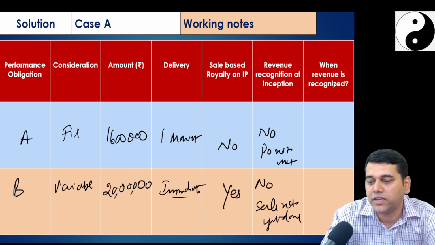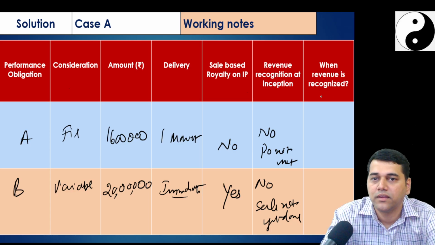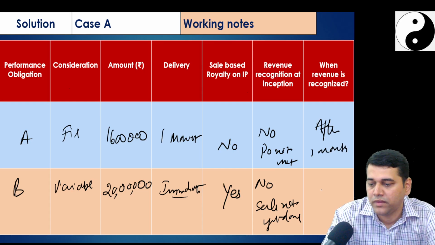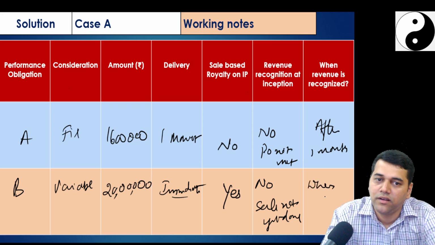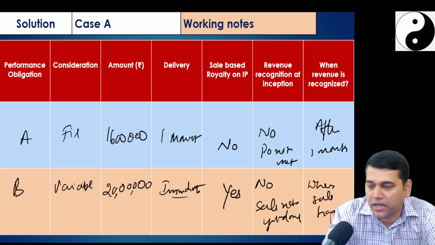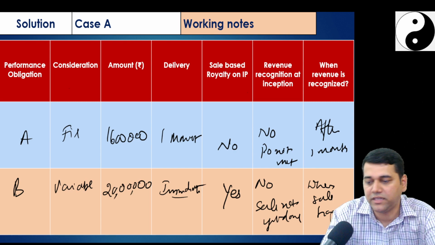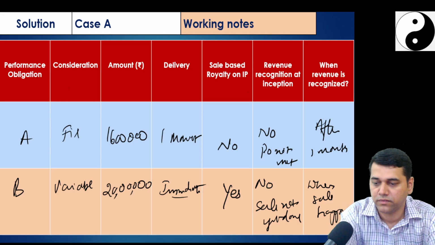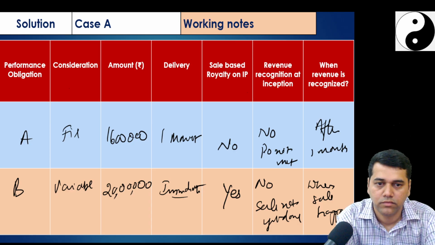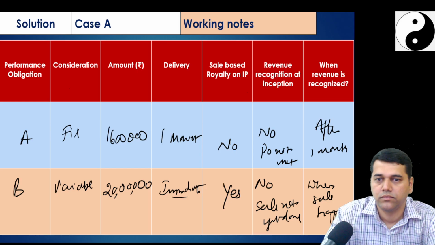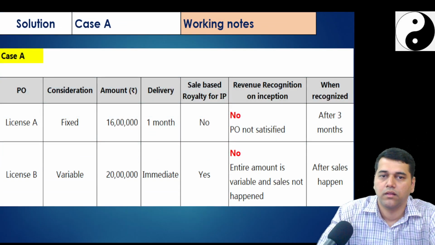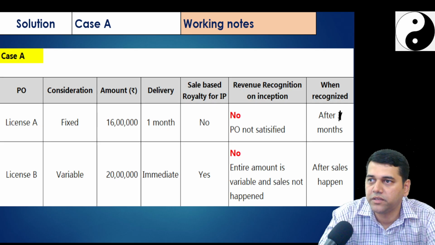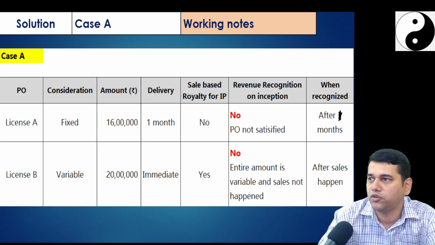So when will the revenue be recognized? After 1 month, when they transfer. When will you recognize? When the sale happens. Okay, are you very clear? First we will write the theory and see whether you have understood this. Is this clear? This table is clear? This is one working note you have done.